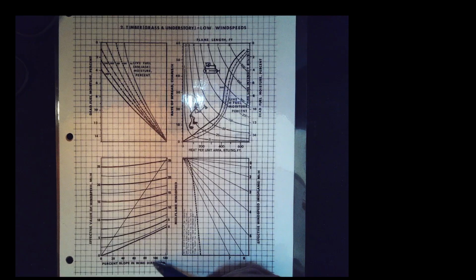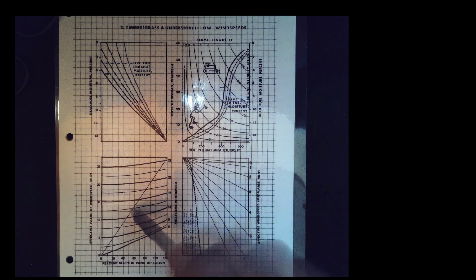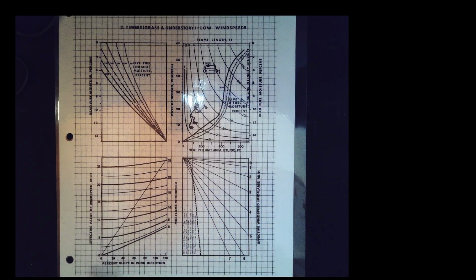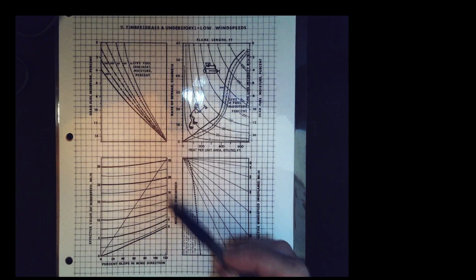So let's talk about what we got here. So we got 4 quadrants. Down here, we've got a percent of slope, anywhere from 0 to 120%. And remember, 100% is a 45-degree slope. So we're probably talking closer to a 60-degree angle, almost 70-degree angle at 120% over here. So what this quadrant here is used for is determining your effective mid-flame wind speed. So you get your slope in percent, and then you'll go up to your observed winds.